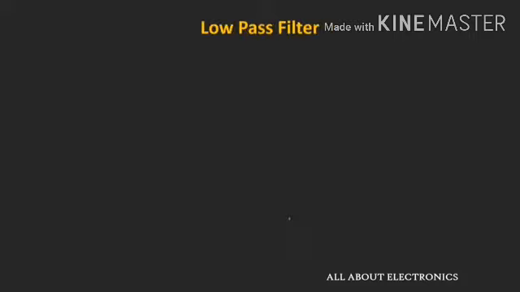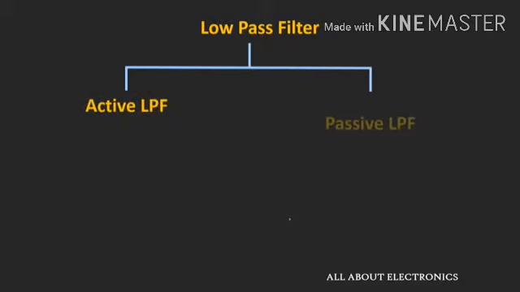This low pass filter can further be classified into 2 different types, that is active filter and passive filter, and this classification is based on the components used for the design. If the filter is designed using active components like op-amp and transistor, then such filters are known as active low pass filters. While if the filter is designed using passive components like resistor, capacitor and inductor, then such filters are known as passive low pass filters.